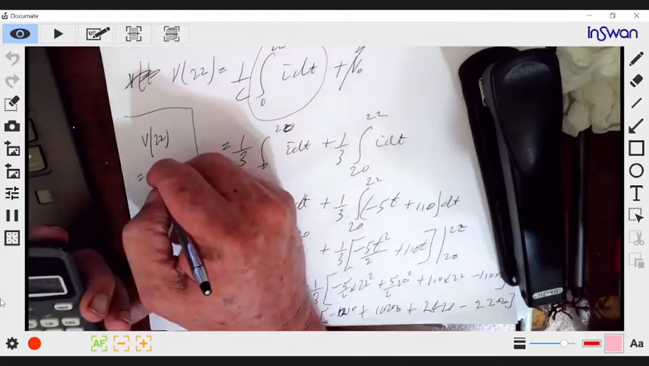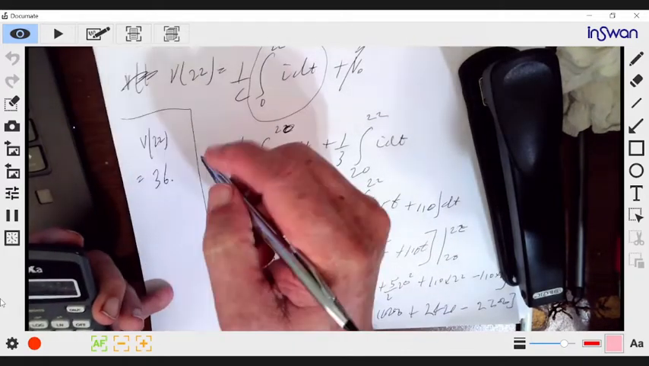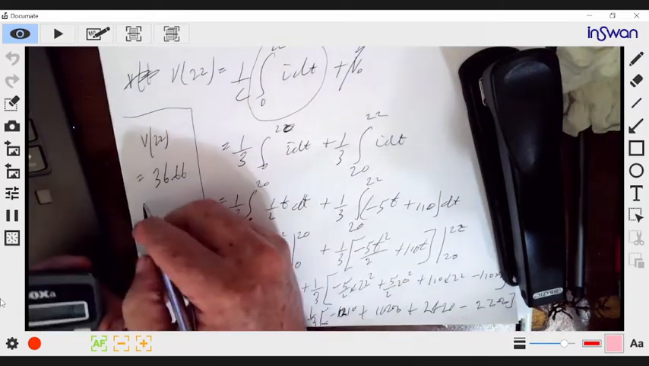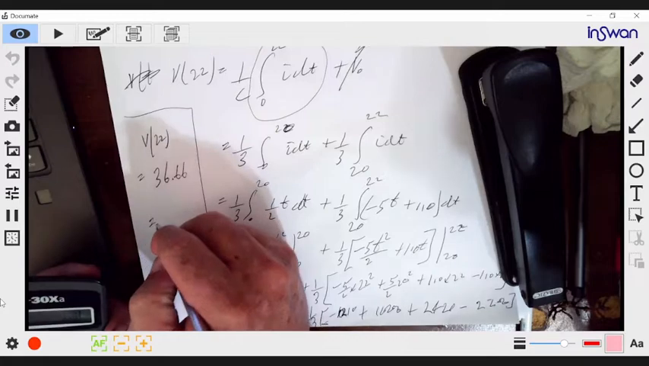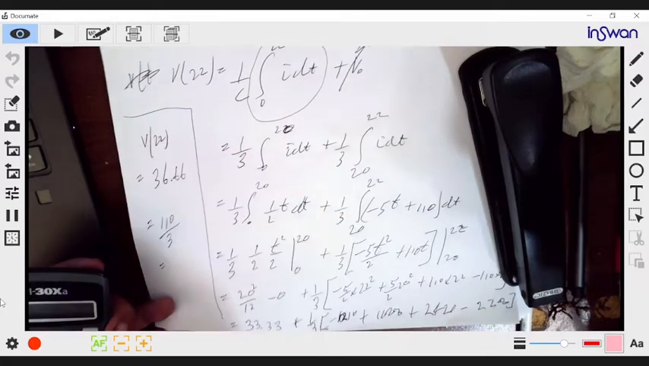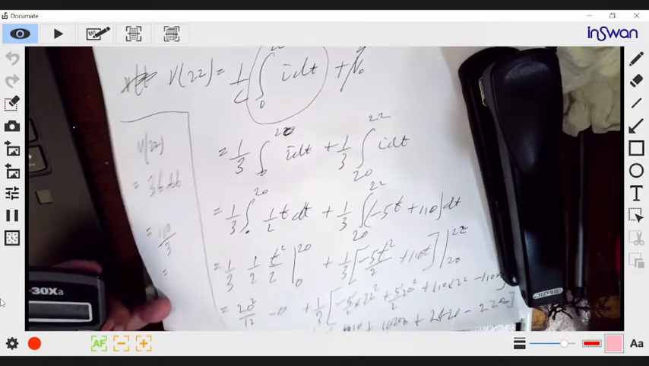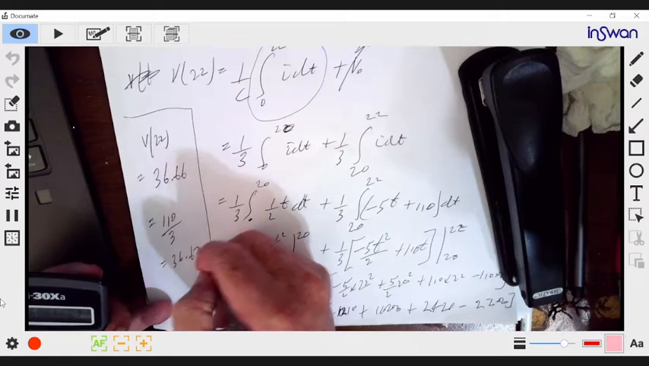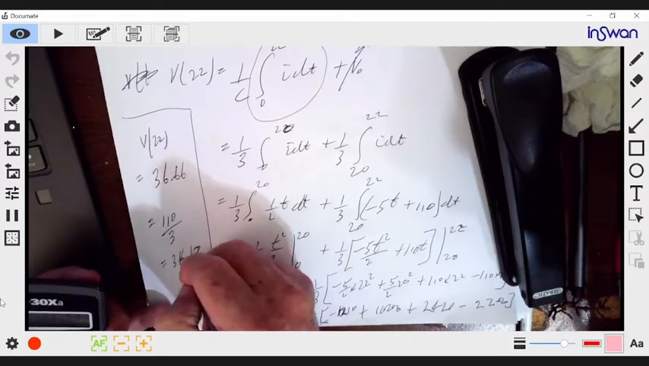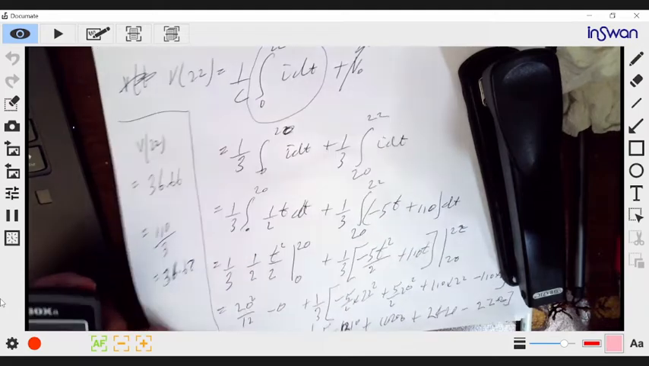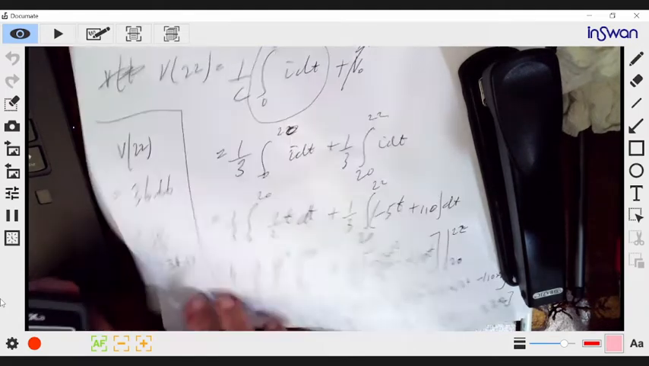Yes. 36.66. And last time we got what? Didn't we get 110 over 3? Wasn't that what we got? Yeah. 36.67. Okay. The rest is round off error.